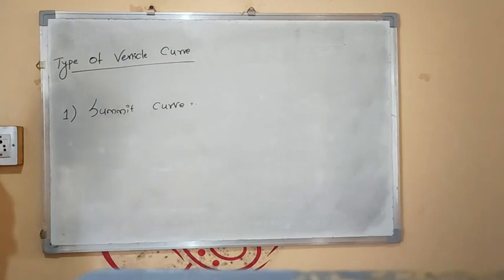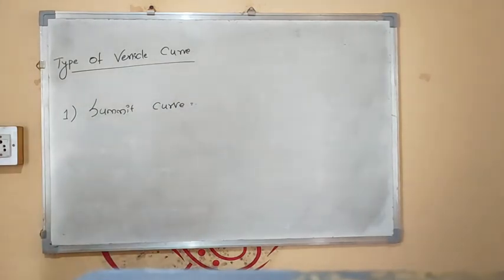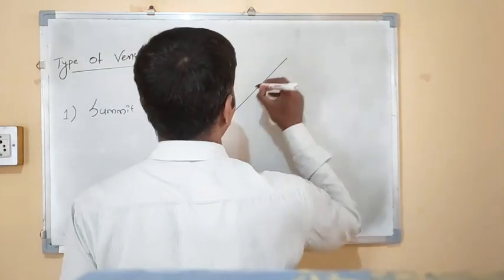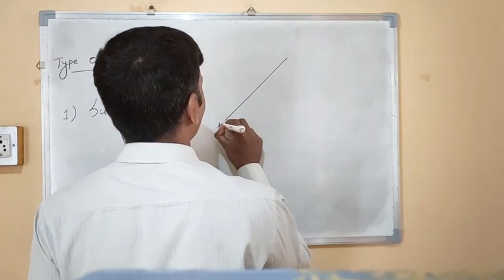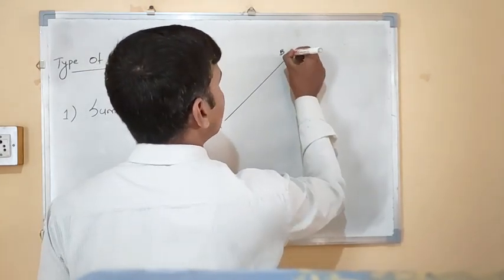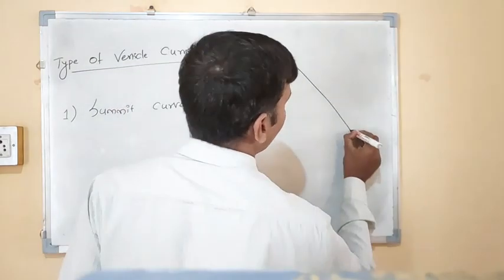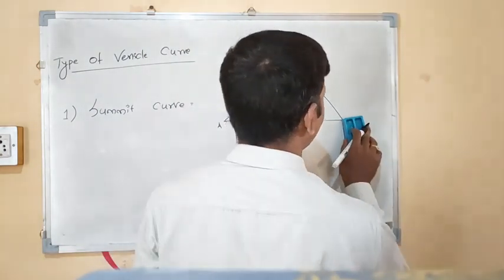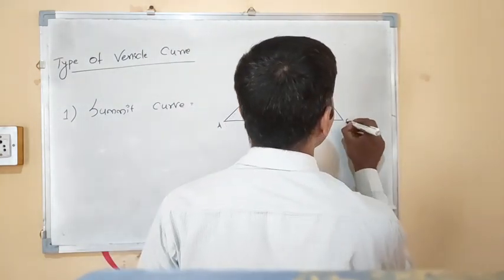Summit curve, I will draw the figure. A summit curve is nothing but an up gradient followed by a down gradient. Suppose I draw this, say, point A to B, an up gradient, followed by the down gradient, say B to C.